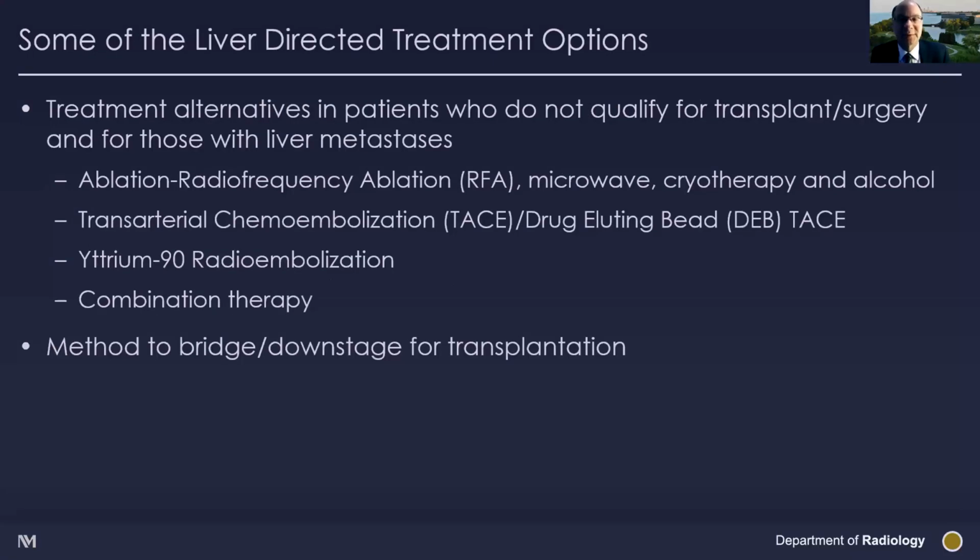What are the different treatment options? Well, there's a lot of different treatment options for people who don't qualify for transplantation surgery and those with liver metastases. From a radiologic standpoint, you could do various types of ablation: RF ablation, microwave, cryotherapy, and alcohol, amongst others. Transarterial chemoembolization, or TACE, as well as yttrium radioembolization, or a combination of these therapies, as well as systemic therapies and now immunotherapy as well. And these are methods to bridge or downstage patients for transplantation as well.